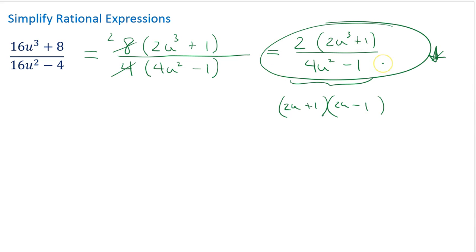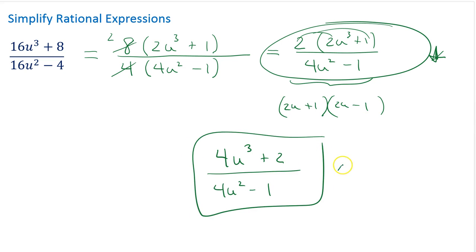Hey, let me point out one more thing. This final answer here also could be written as 4u to the third plus 2, in other words, distribute that 2 back inside, over 4u squared minus 1. This will be a correct answer as well. I really like the top one. There's no reason you should distribute that 2 back inside. But I was just going to let you know, if you saw that as a correct answer, that's why they distributed it back inside. There's no requirement that you should do that. The factored version is just fine.